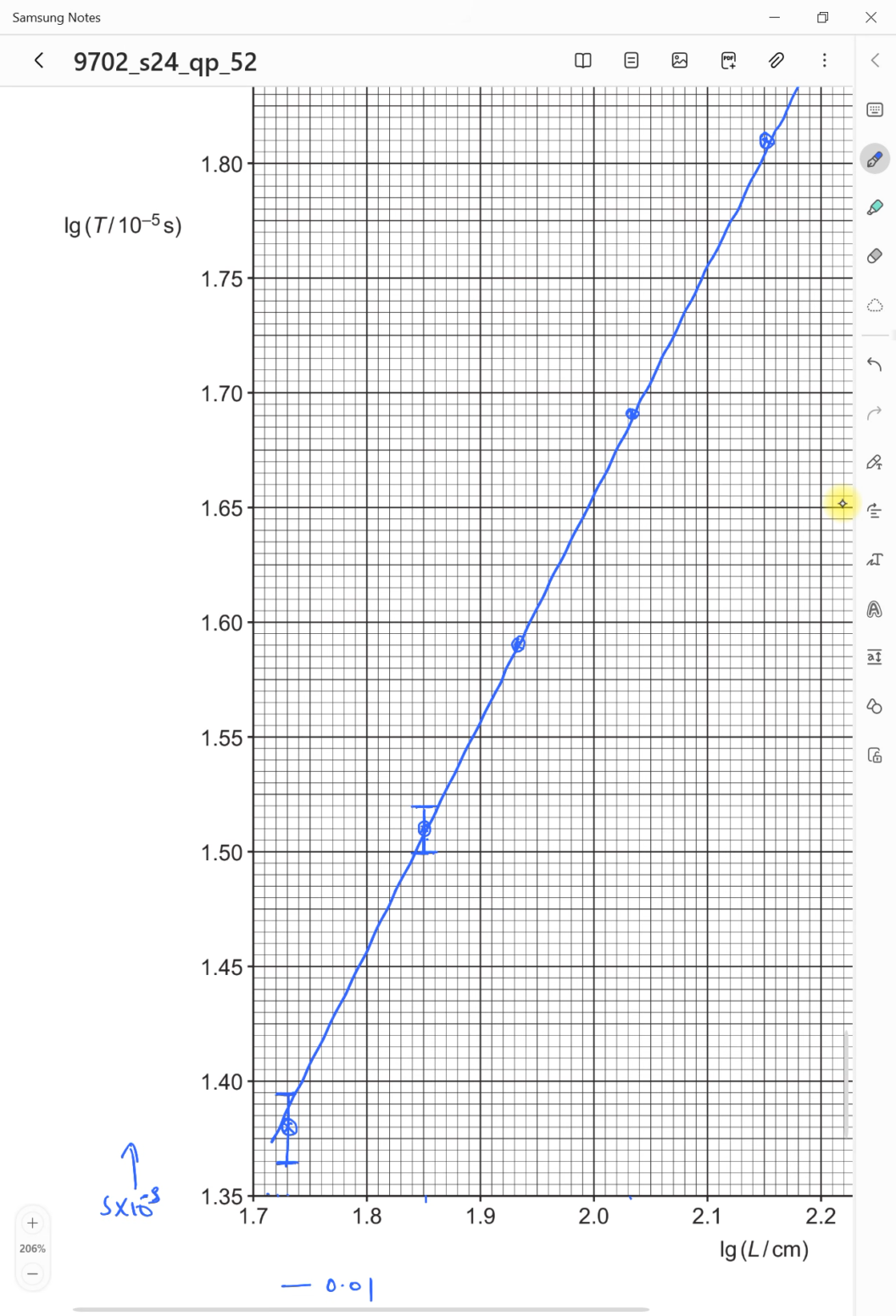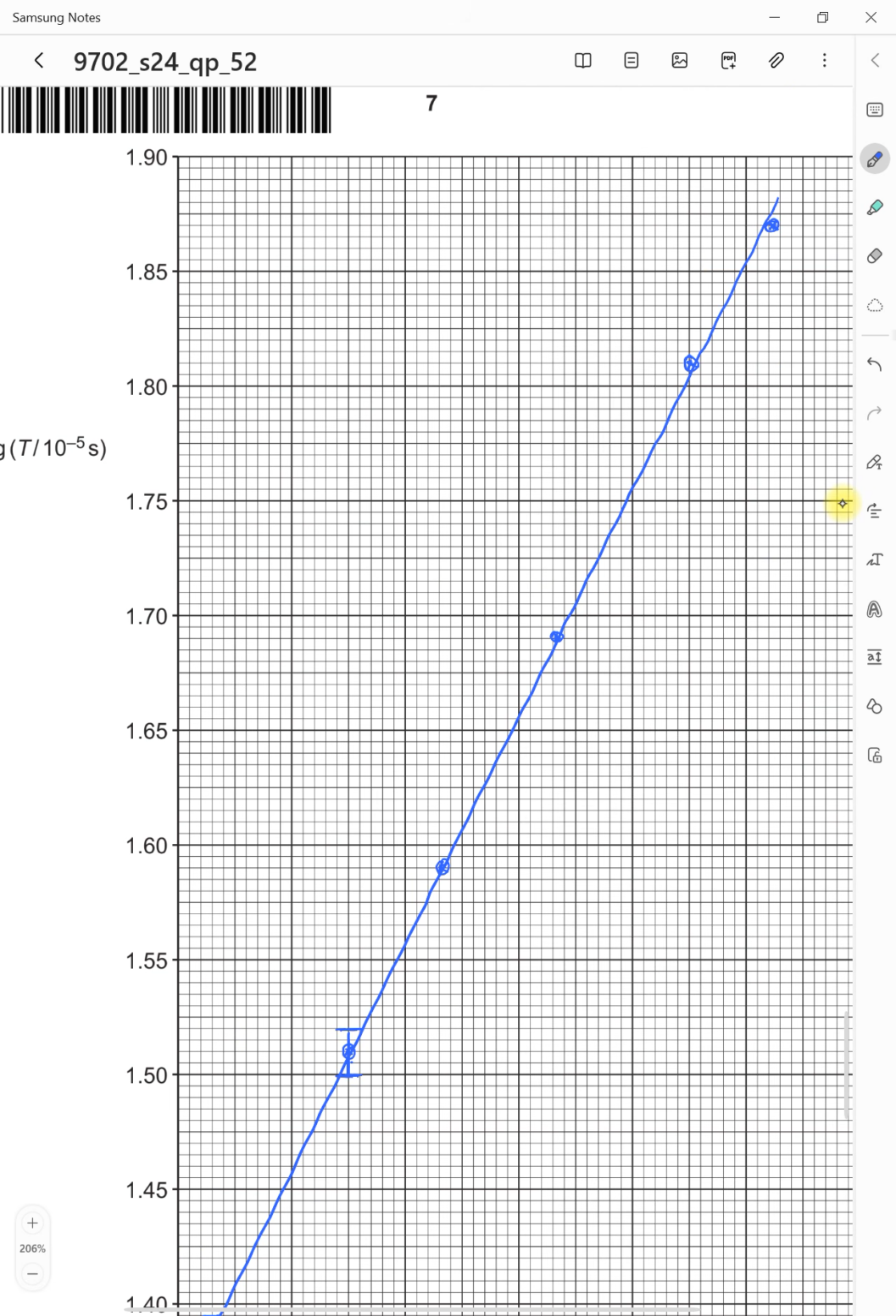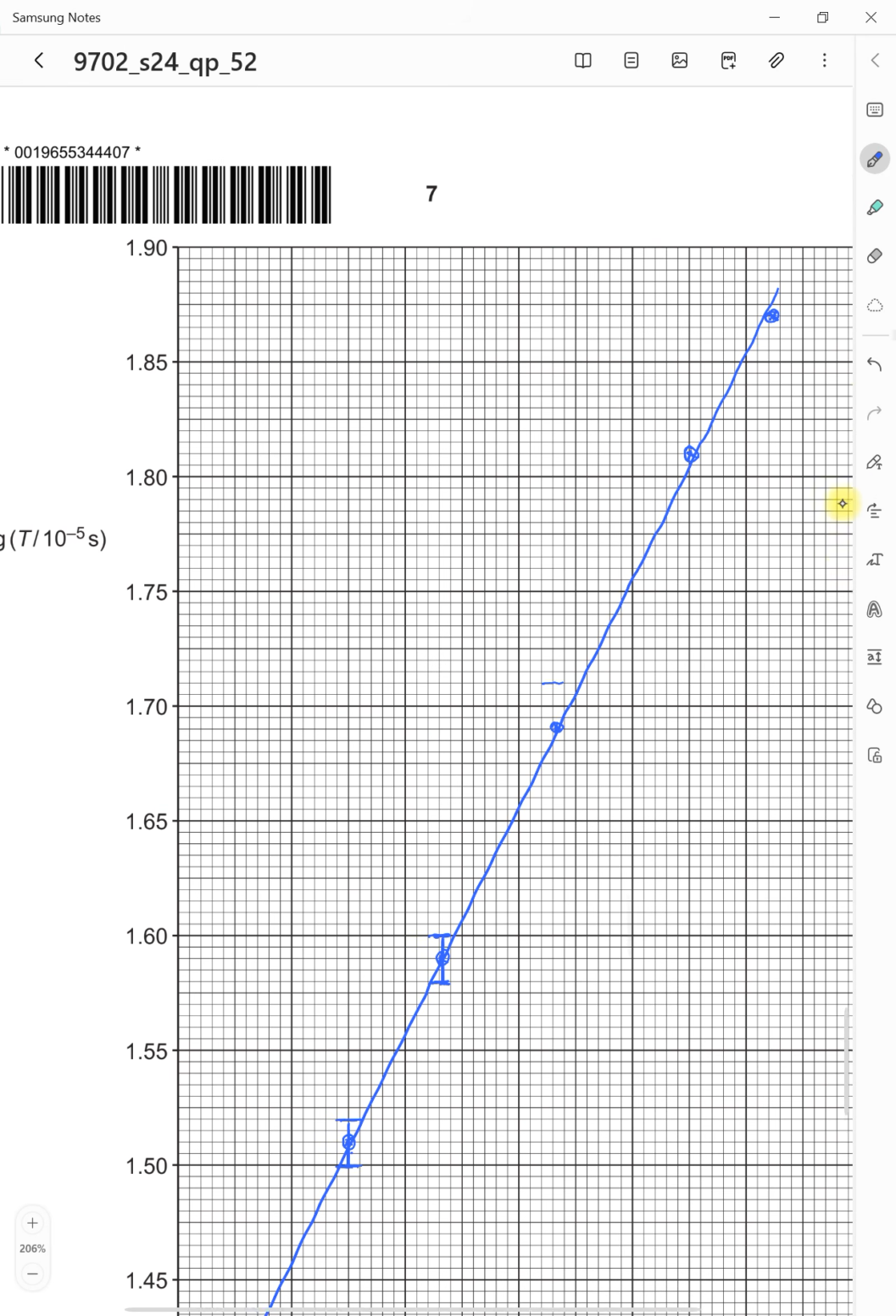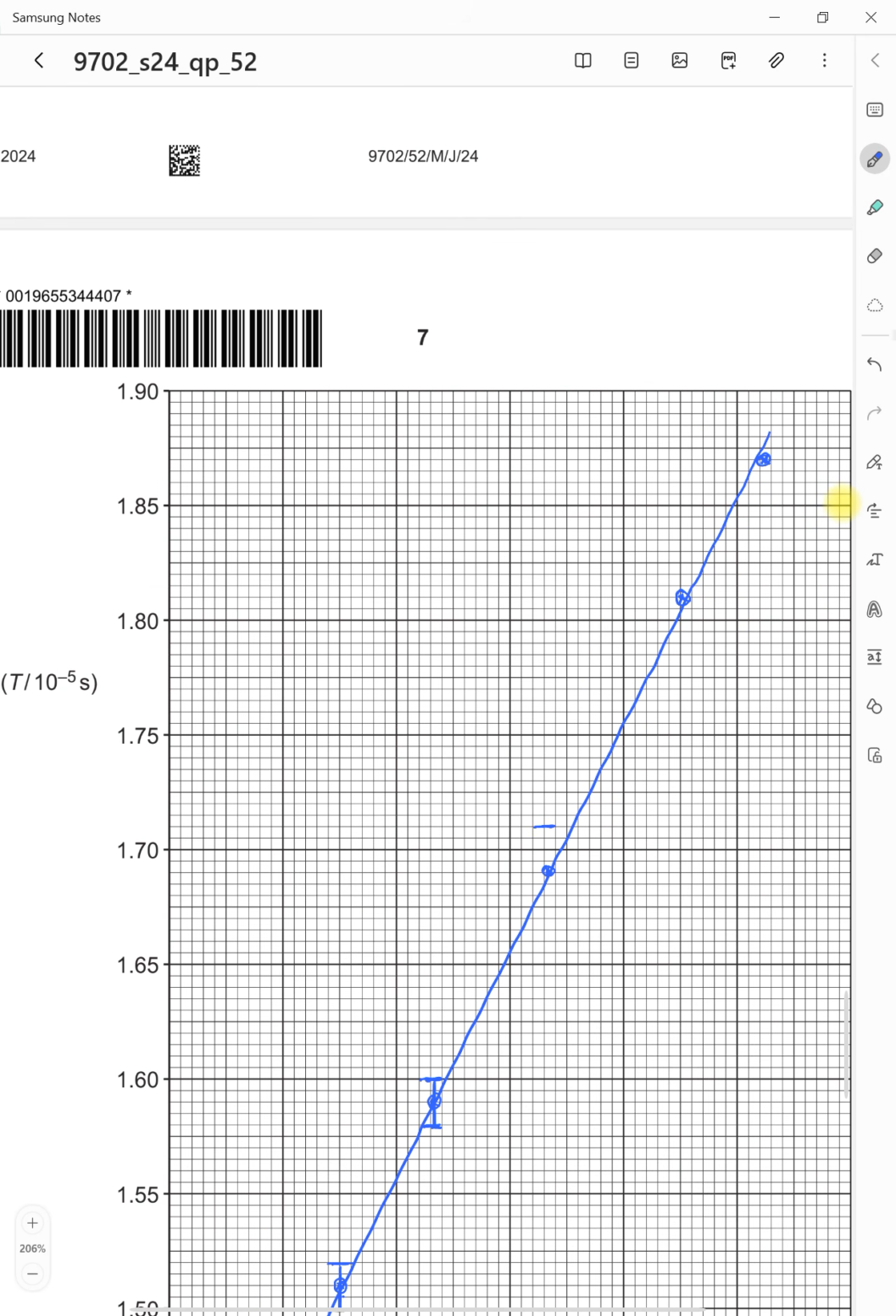Then the next one is also 2 up and then 2 down. 2 up and 2 down. Then I'll draw the error bar. The next one is 0.2, which is 4 up and 4 down. So 1, 2, 3, 4. And 4 down, 1, 2, 3, 4. Then I'll draw the error bar.